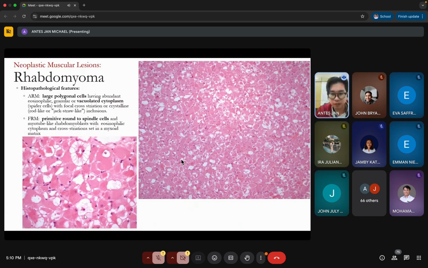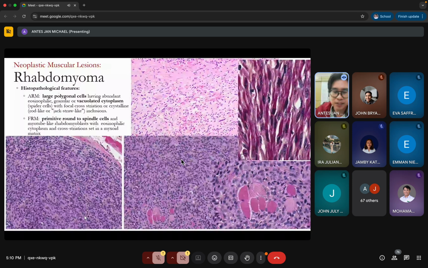They are more round, more primitive, more circular, and it may also appear with cross striations, and the stroma is more myxoid. Now it's like this. So you don't see the normal cross sections of the normal skeletal muscles here, but the cells are more round. It's more primitive. Now it's more spindle shaped.